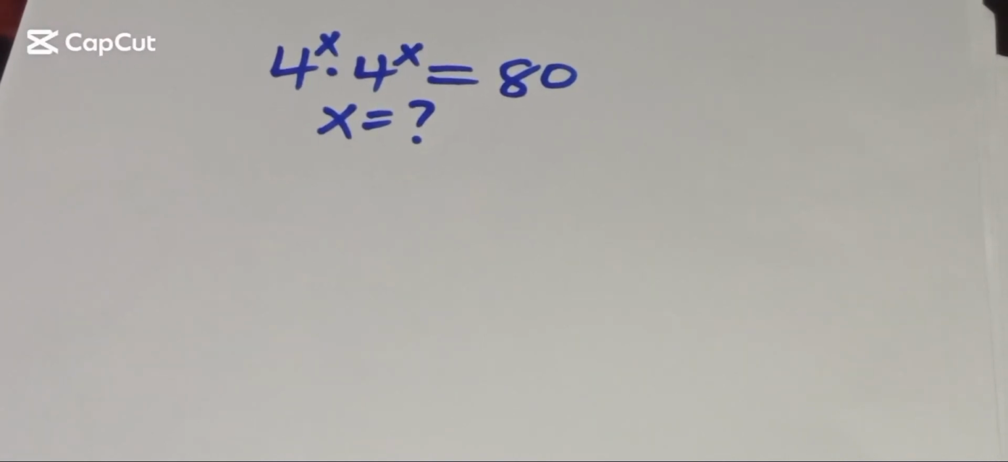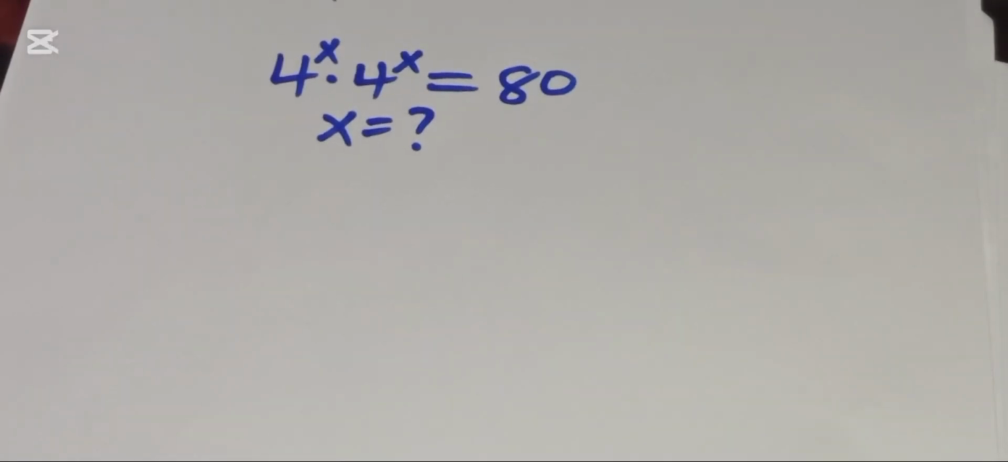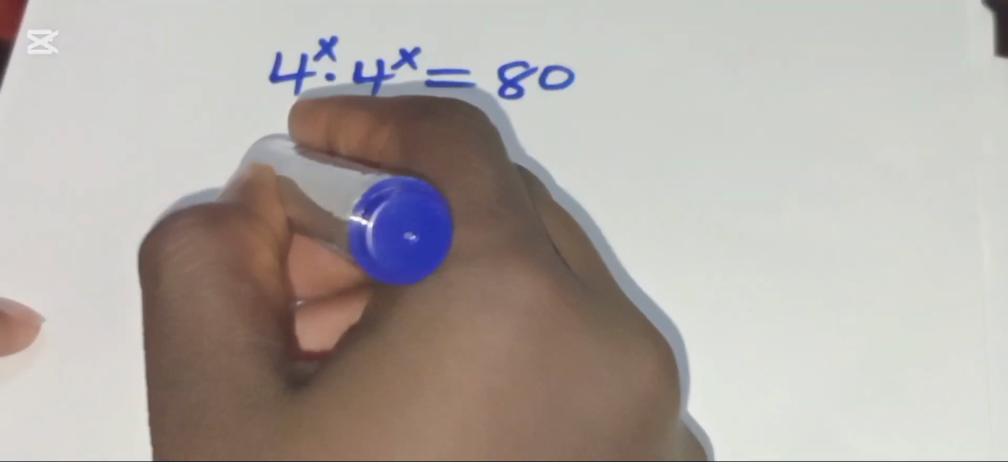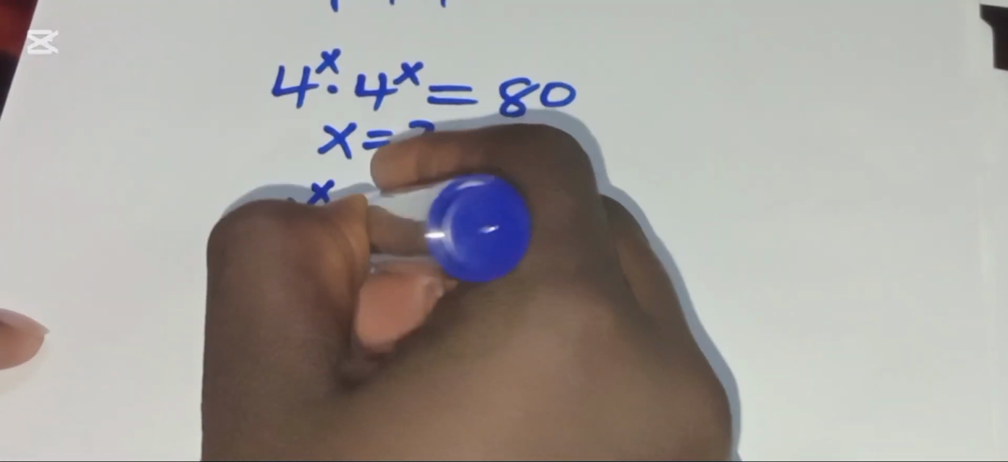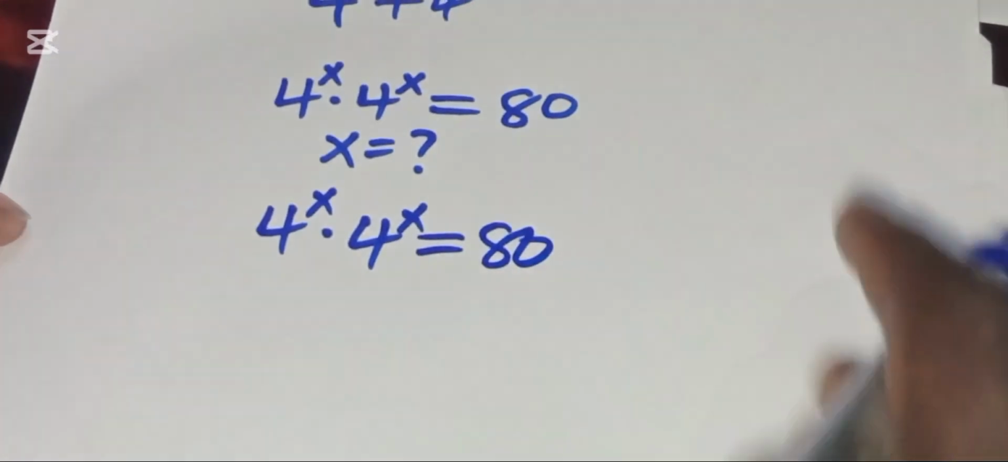Hello YouTube family, you're welcome to provide a solution to this nice exponential equation, which is 4 raised to power x multiplied by 4 raised to power x. This is supposed to give us a value of 80.